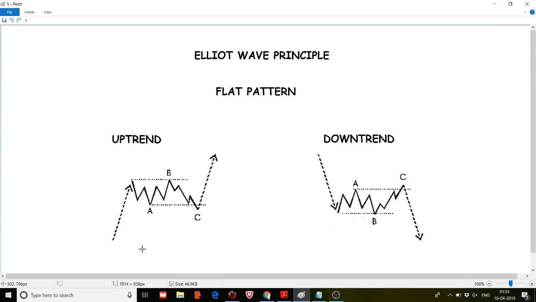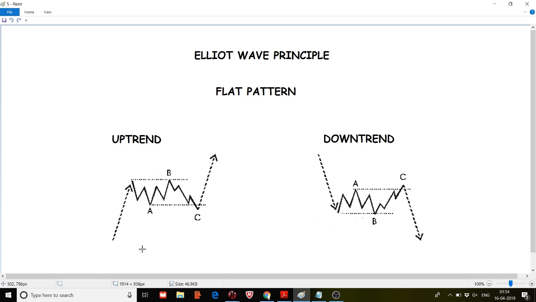So in the double bottom we get 2 points at the bottom level and 1 point at the upper level, and a double bottom also signals the reversal of the trend or a sideways trend. Similarly, here also the flat pattern suggests the correction, and it can act as a continuation pattern as well.